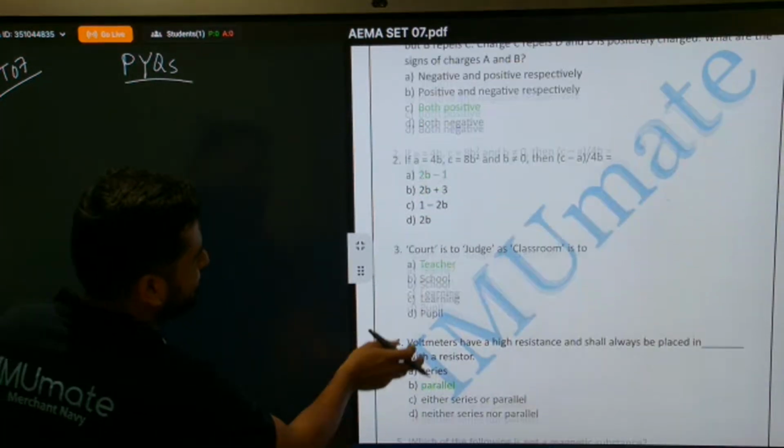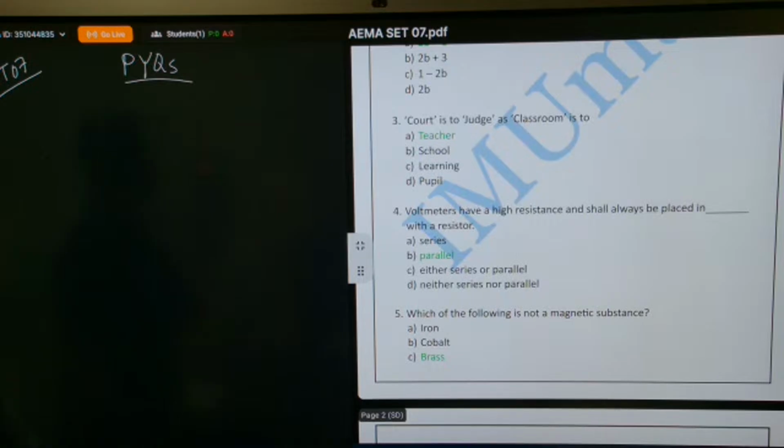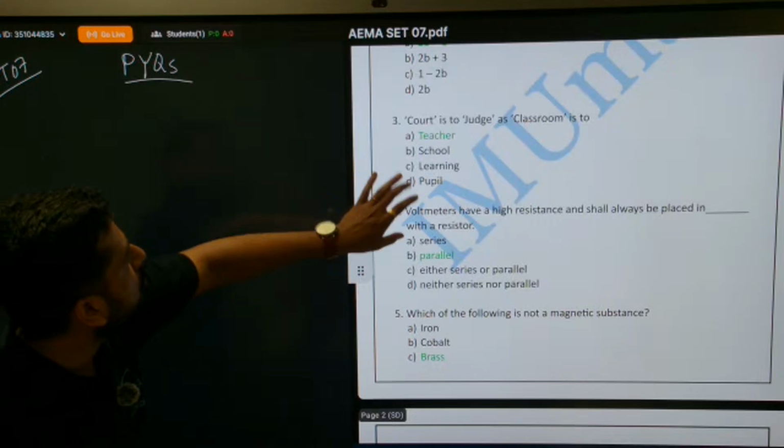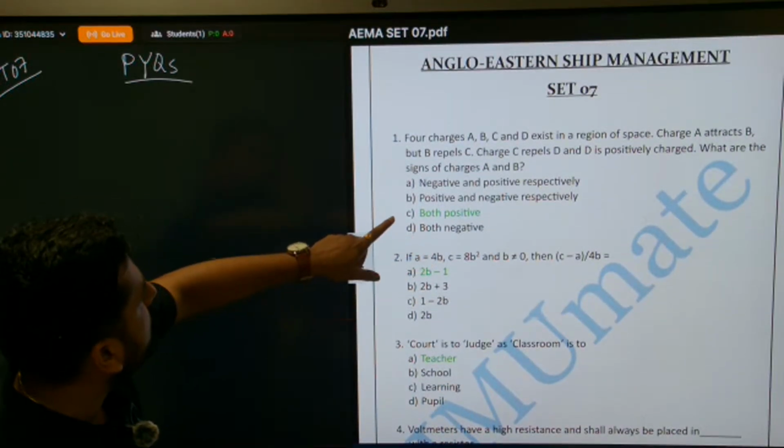Okay. We just did it. So they actually repeat their questions. Can you see? Yes, sir. First question. Let's look at the first. Yes, that is from electrostat.